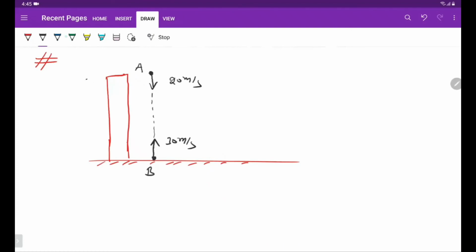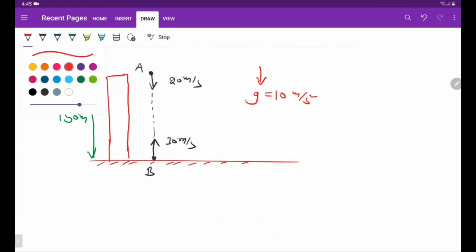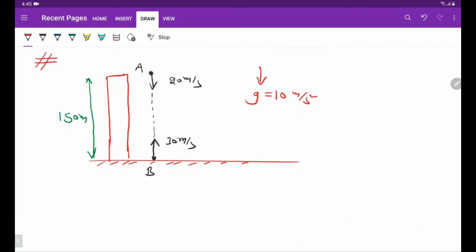So height of the building is given. Height of the building is 150 meters. Gravity g value is also given. Take g as 10 meter per second square. So the question is find the time when they collide. Find the time when both the balls will meet.